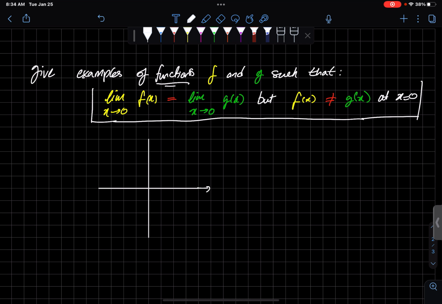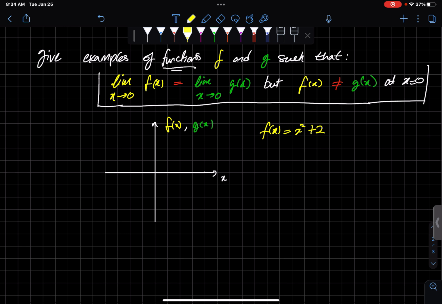So let's say this is x, and this is f of x and g of x on this vertical axis. So we are interested in finding functions that fit this criteria. One example would be, let f of x equal x squared plus 2.